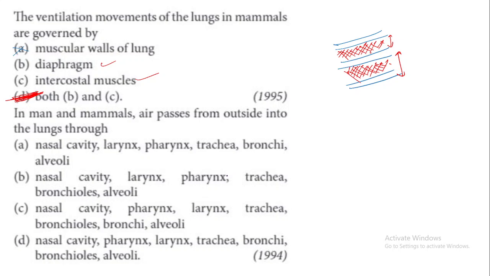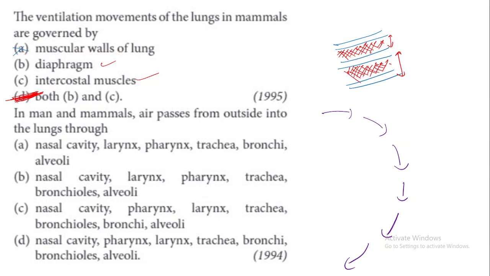In man and mammals, okay. See, man is a mammal, but what they mean here is other than humans, all the other mammals, the air passes from outside to the lungs through what? So in short, they are asking you the pathway: from where does the air enter, from where does it pass and finally where does it reach? Before reading the options, just recollect whatever you already know.